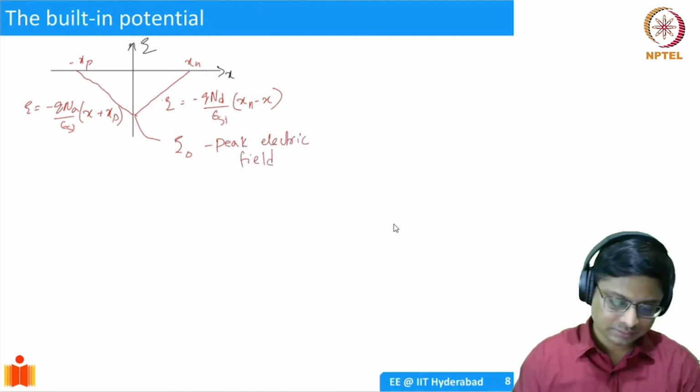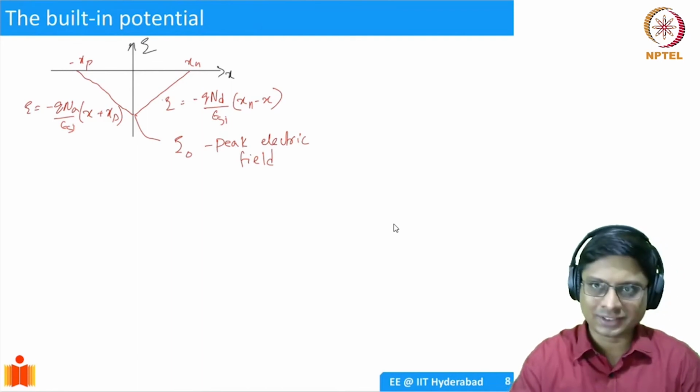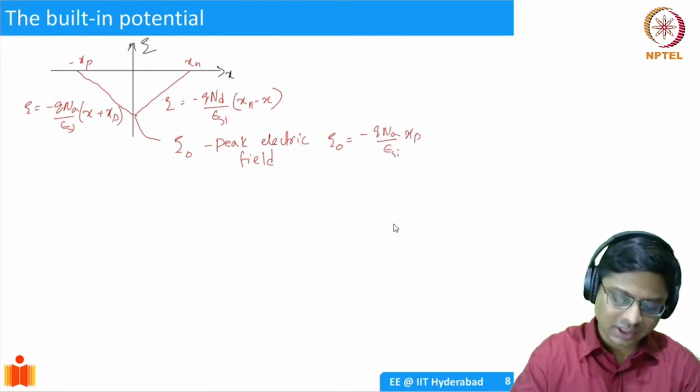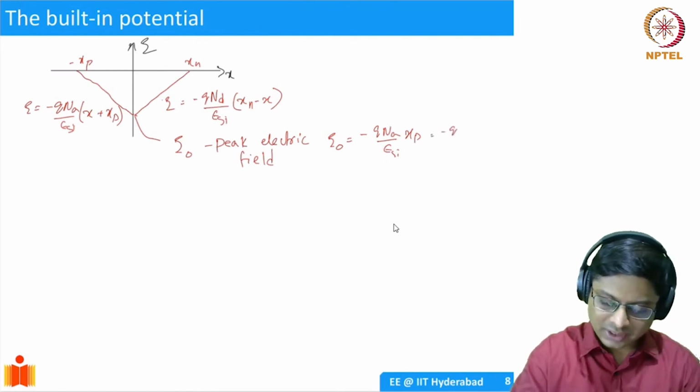How much is that? I mean, it should be on either equation you can take. E naught equal to minus Q N A by epsilon silicon at x equal to 0. So it should be xp, or rather, yeah, xp. That should be equal to minus Q N D xn divided by epsilon silicon.